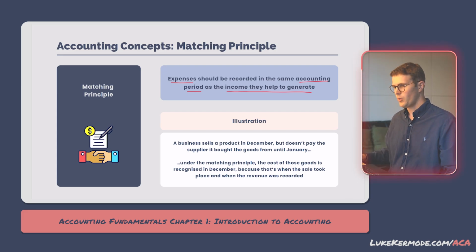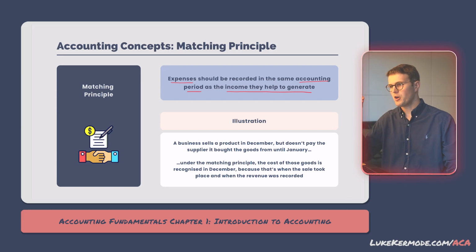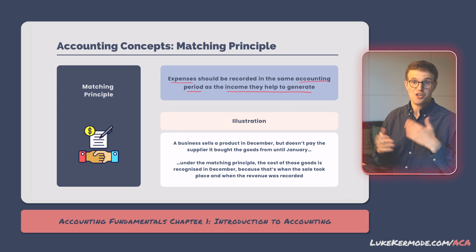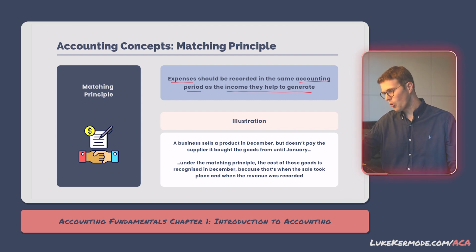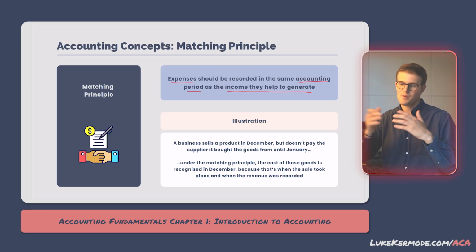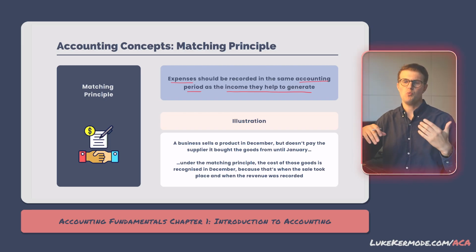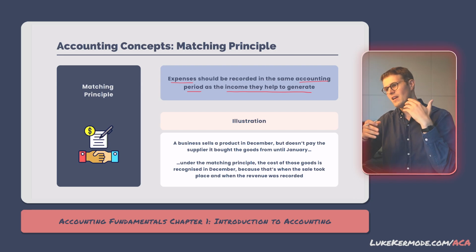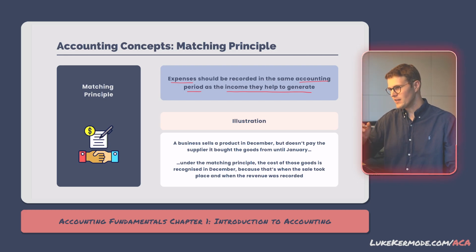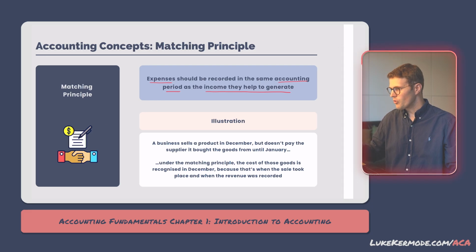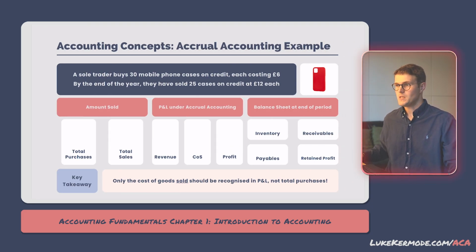So on the slide, we've got a quick example. Imagine a business sells a product in December but doesn't pay the supplier it initially purchased the goods from the cash it owes until January. Under the matching principle, the cost of these products still needs to be recorded in December because that's when the sale happened and that's when the revenue was earned. Without the matching principle, it would be far too easy to give a misleading impression of how profitable a business really is. The matching principle makes sure that revenues and expenses are properly aligned, helping us tell the full story of a business's financial performance.